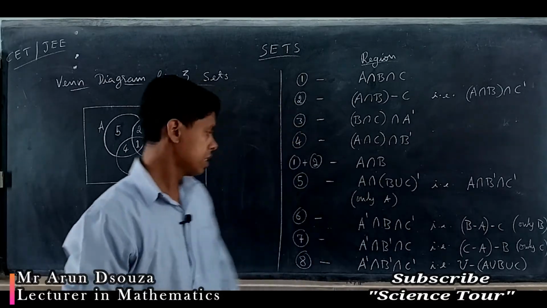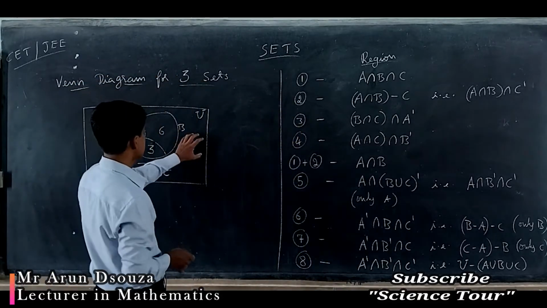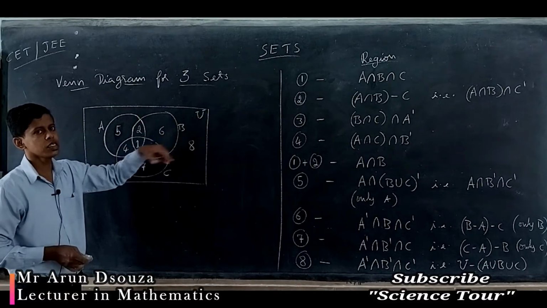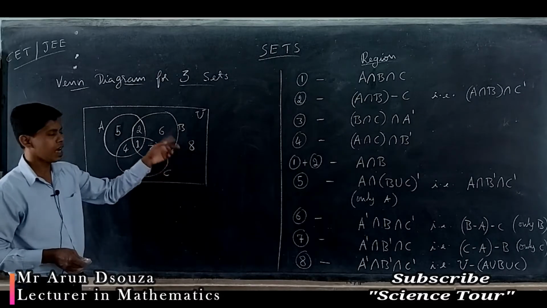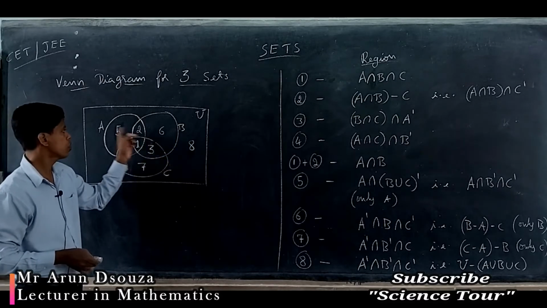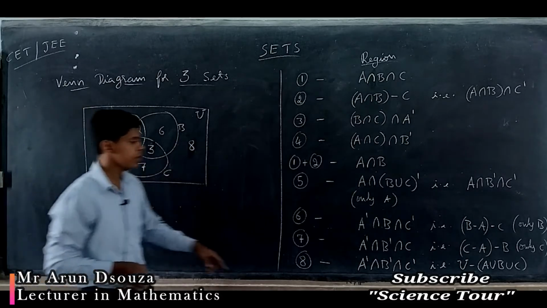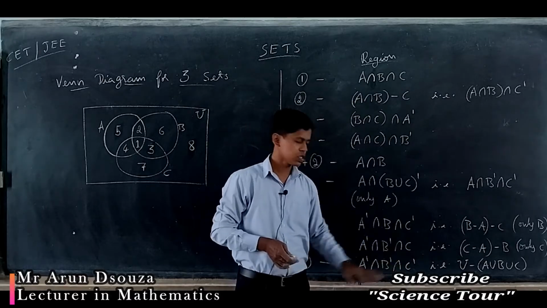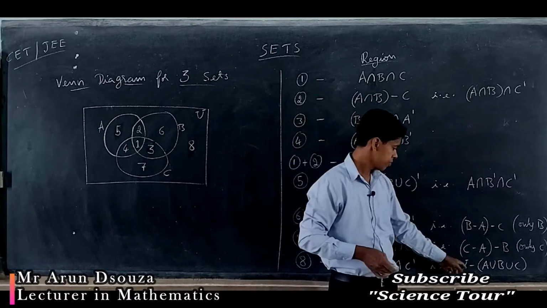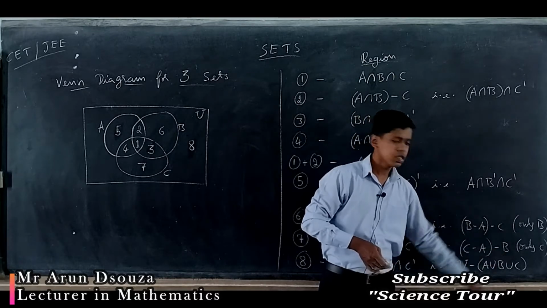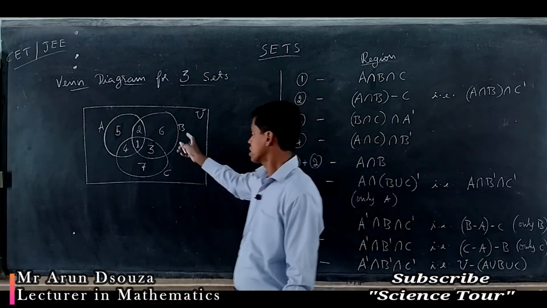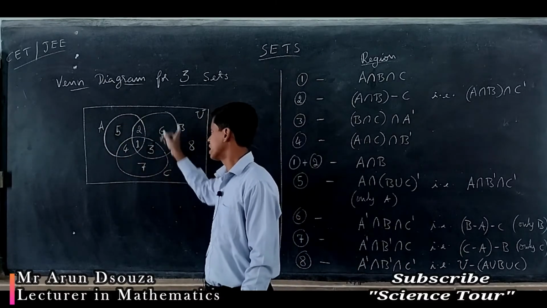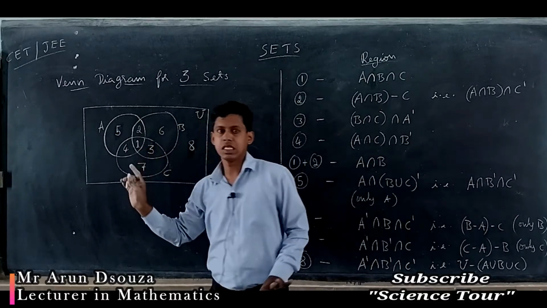Next, the last one, the eighth region. Now what about this eighth region? If A union B union C is equal to universal, then the eighth region will not have anything. But the eighth region will have something if you have elements which don't belong to A, B, C. So this is none of A, B, C. It is not A and not B and not C. There are some elements in the universal set which are not in the union of all the three. So those will be none of A, B, C.